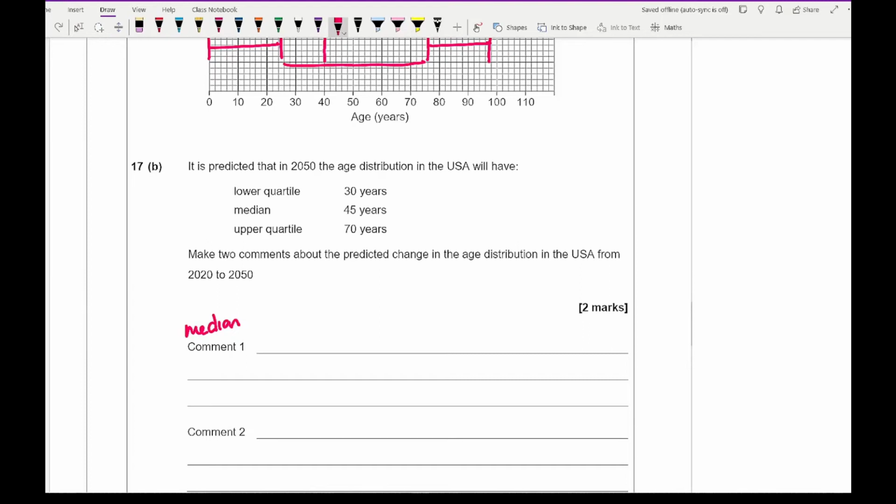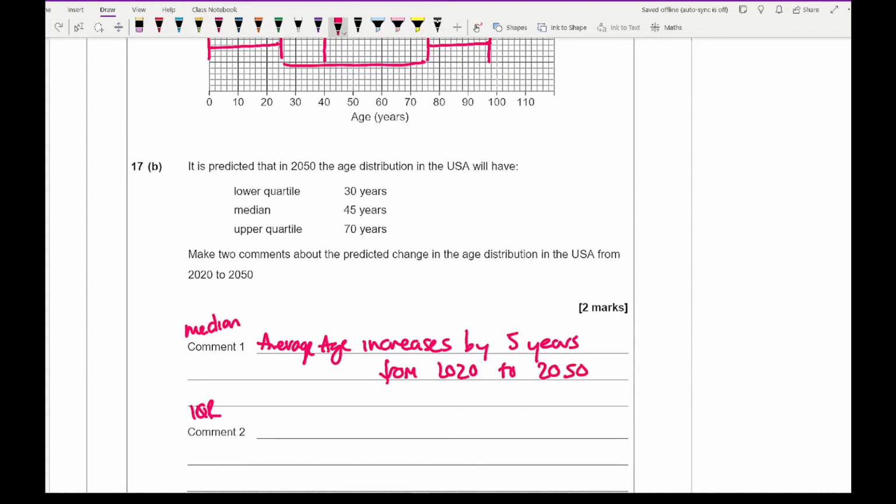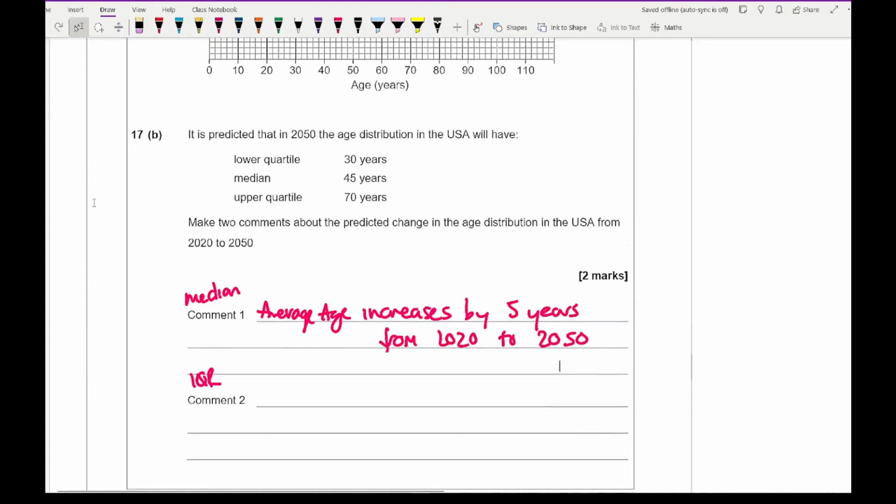The other one is talking about the interquartile range. So something along the lines of the average age increases, and you might want to state by how much, by 5 years from 2020 to 2050. So there you go. Now you then want to comment on the spread.